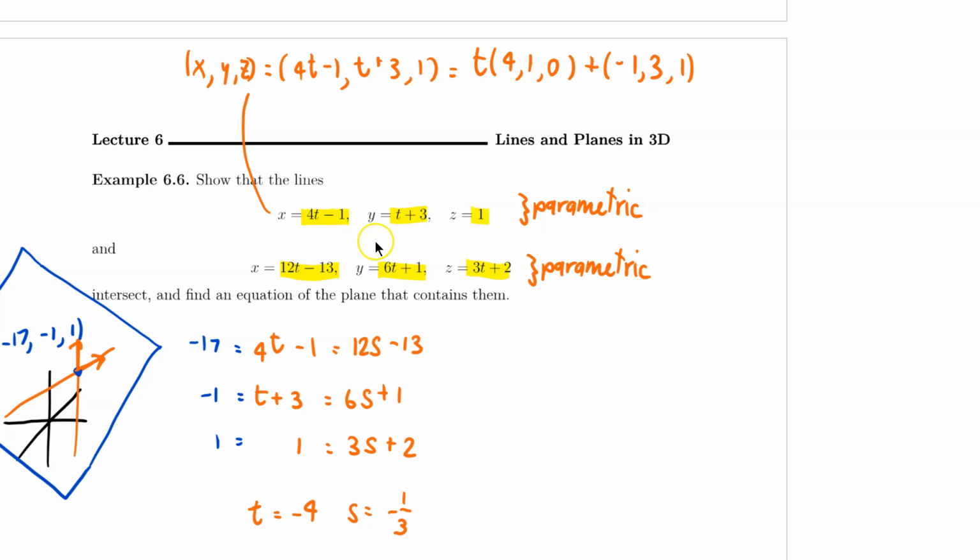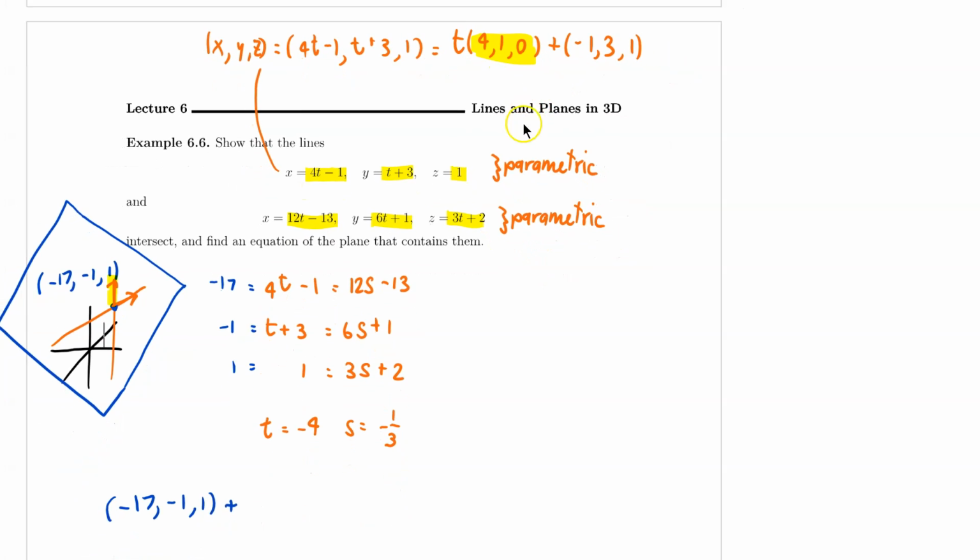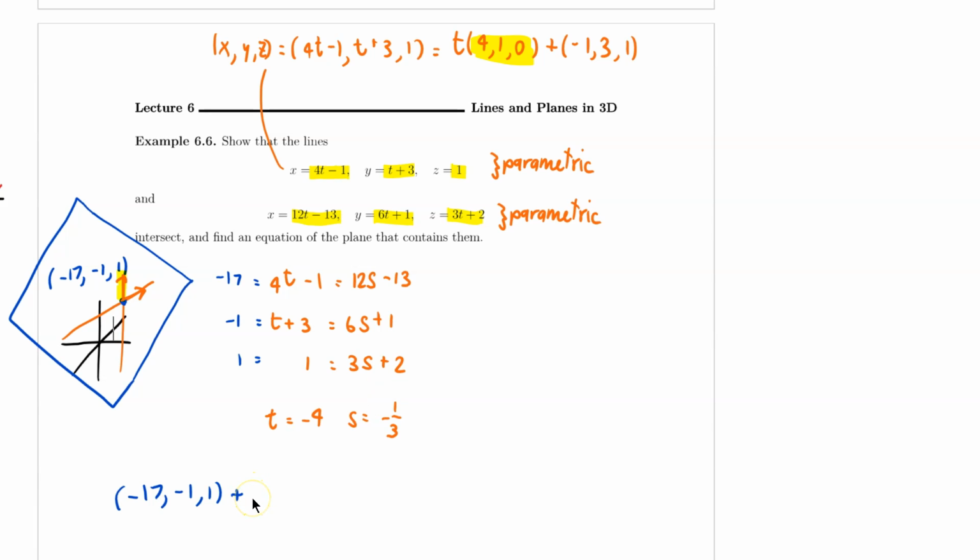And I'm gonna have the constants as negative 1, 3, and 1, and that's what goes in here. So that means the orange vector that I'm looking at is going to be just 4, 1, 0. So that will go in the equation for my plane. So that's going to be plus some constant t times 4, 1, 0.